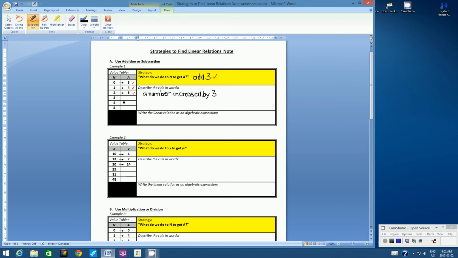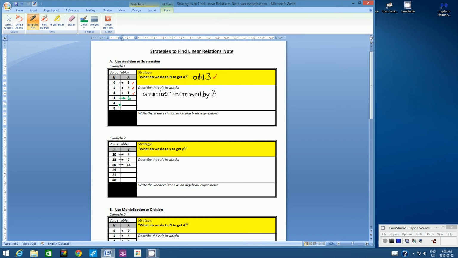Okay, so now let's complete the value table. So now that we know the rule, a number increased by 3, let's go in and fill out the rest of the value table. Okay, so 3, which is a number, increased by 3 equals 6. Okay, you can draw this arrow across here. A number increased by 3, 4 plus 3 is 7. And then we take a number, 8 increased by 3, and then we get 11.